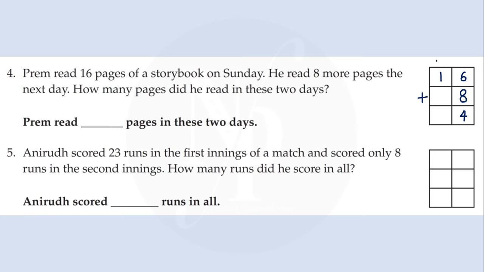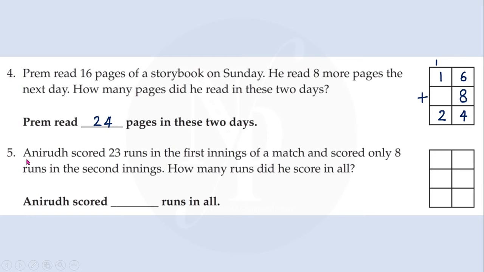1 is carried forward to the tens place. So now 1 plus 1 is 2 here. We get 24. So here we have to conclude this answer with this statement. So Prem read 24 pages in these 2 days. So we have to write 24 here in this space. So he read 24 pages in these 2 days. Now let us move to the next question.